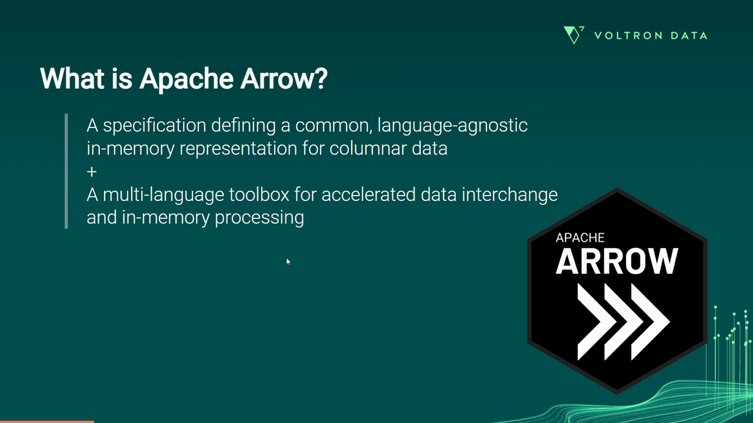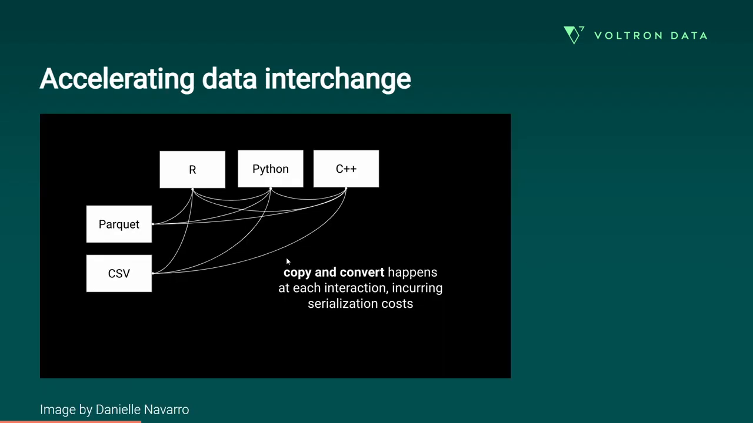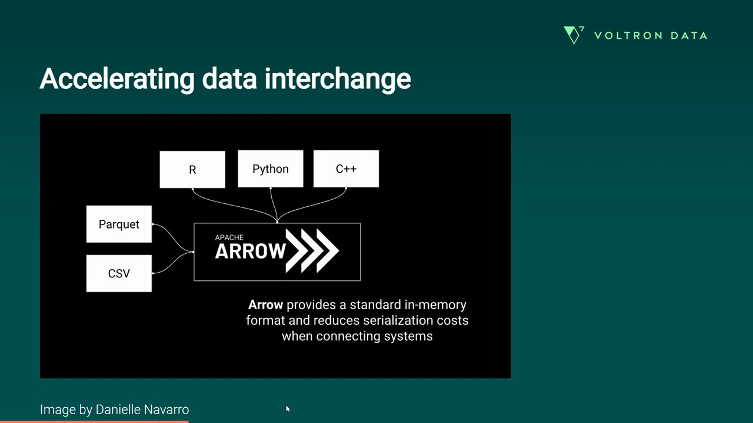But on top of that, you have some other specifications, a lot of variety of languages implementing this specification with additional tools. So you get a multi-language toolbox to move data around in this format, to process data in this format. So for example, if you want to move data from R to Python or from any language to another language, or load data from storage, you potentially have a lot of possible interactions.